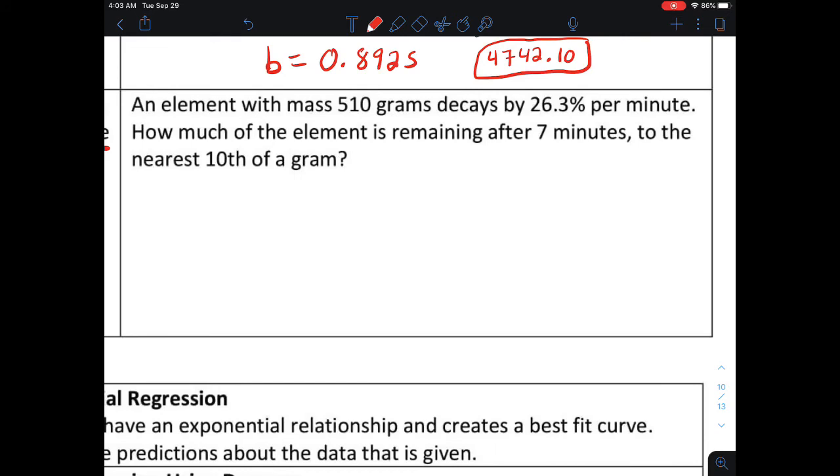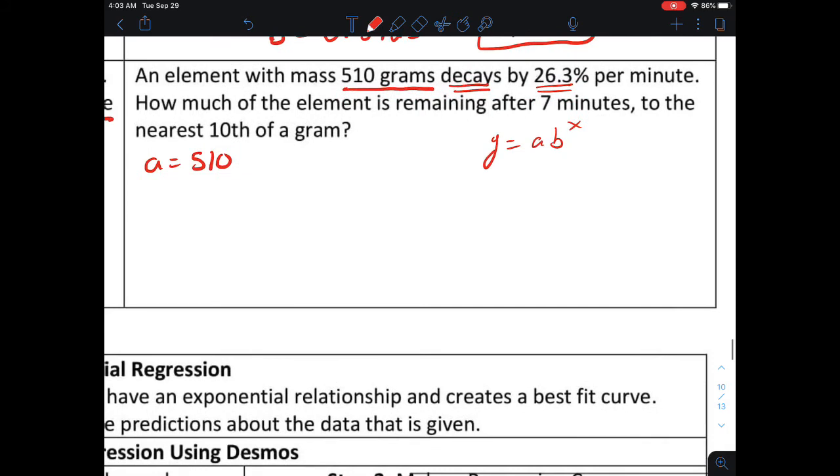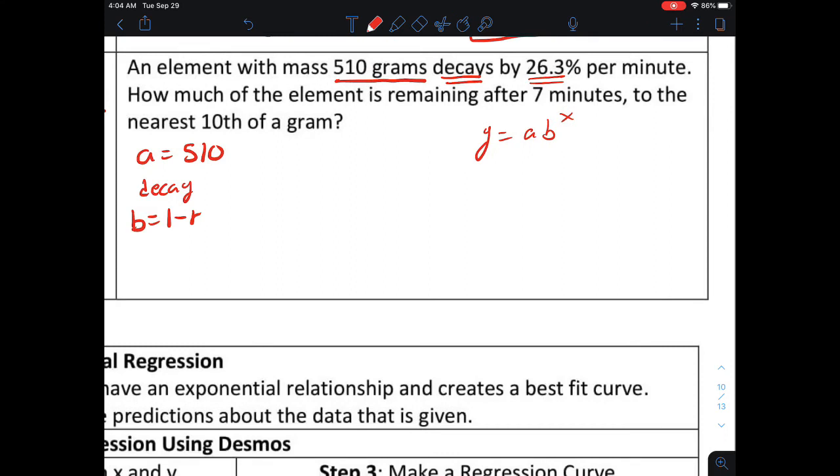All right, last one of these problems here. We have an element with a mass of 500 grams. Key word here is decays, and they give me my percent of 26.3% per minute. And so we have the key phrase of decaying and the rate. So y equals a times b to the x is the equation we're going to be plugging stuff into. A is how much we start with, so 500 grams. They even use the decay word for me. So this is exponential decay, which means B is equal to 1 minus R.